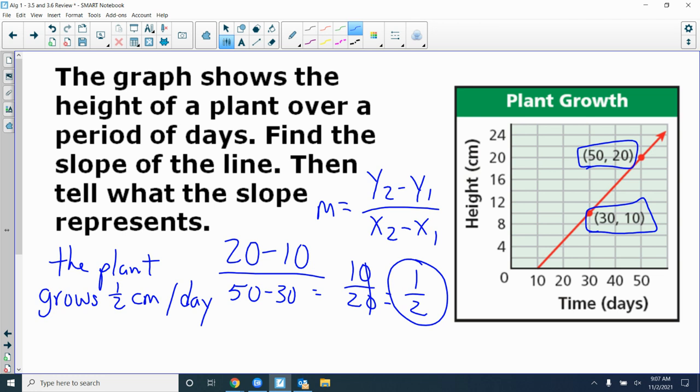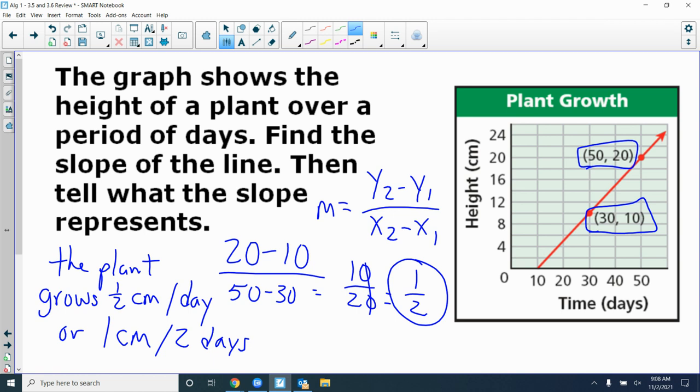Okay. It grows 1 centimeter every what? 2 days. Think about that. 1 over 2. The numerator is your height. The denominator is the number of days. So you can also say 1 centimeter per 2 days. If you double 1/2 centimeter a day, you double the days. We double that in 2 days. Yep.